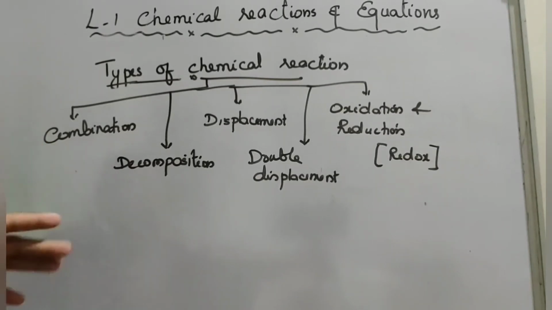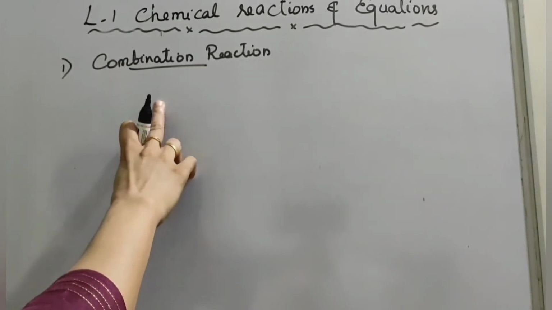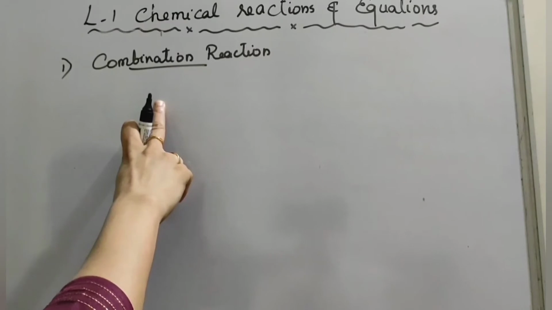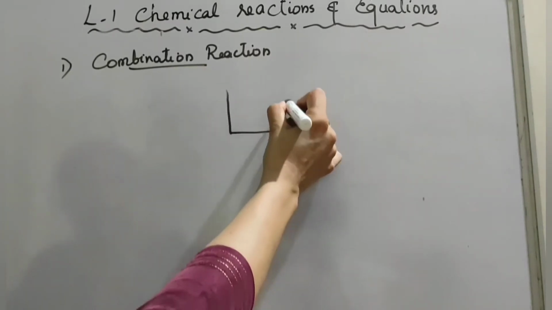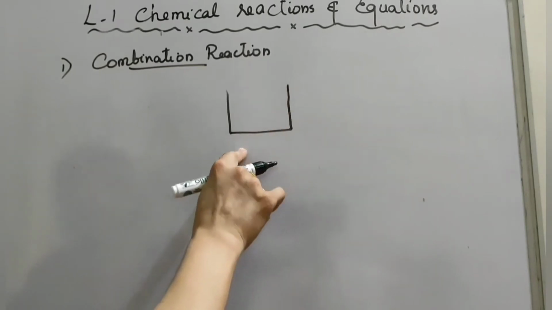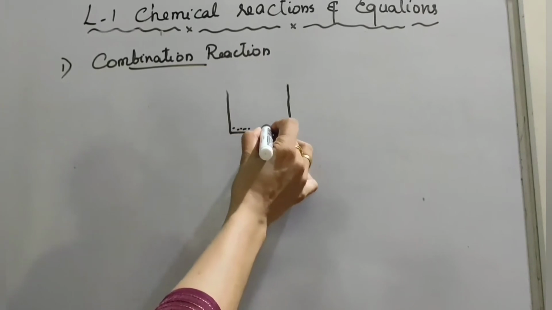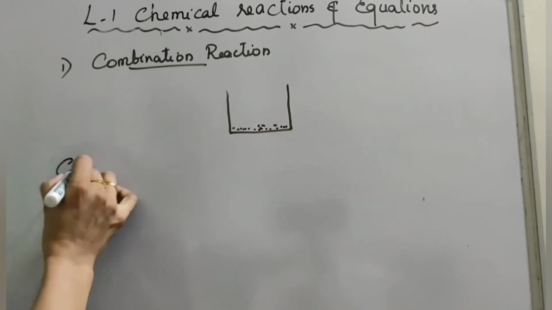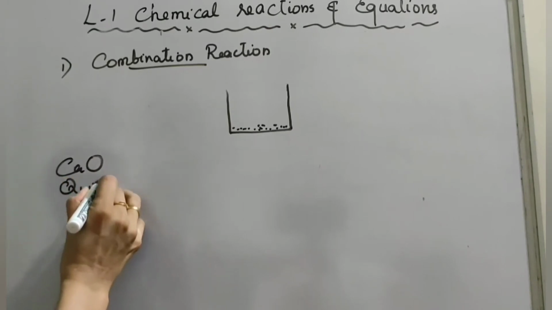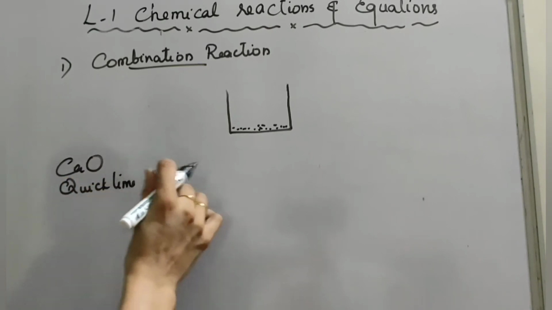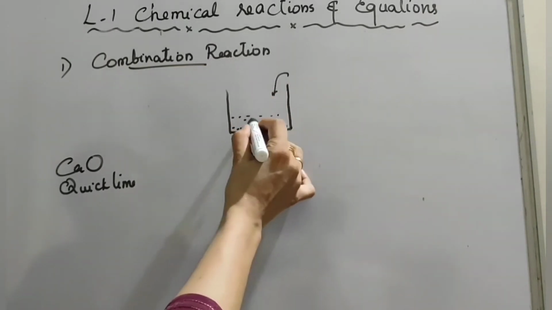First one, combination reaction. Let's check the activity first. Take a small amount of calcium oxide, another name of which is quicklime, in a beaker. First you take a beaker, add a small amount of calcium oxide, and slowly add water. You have to add water slowly.